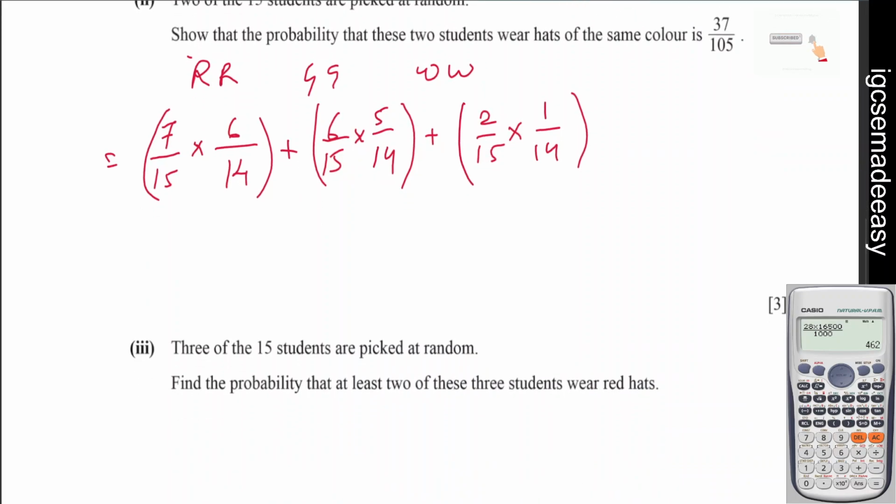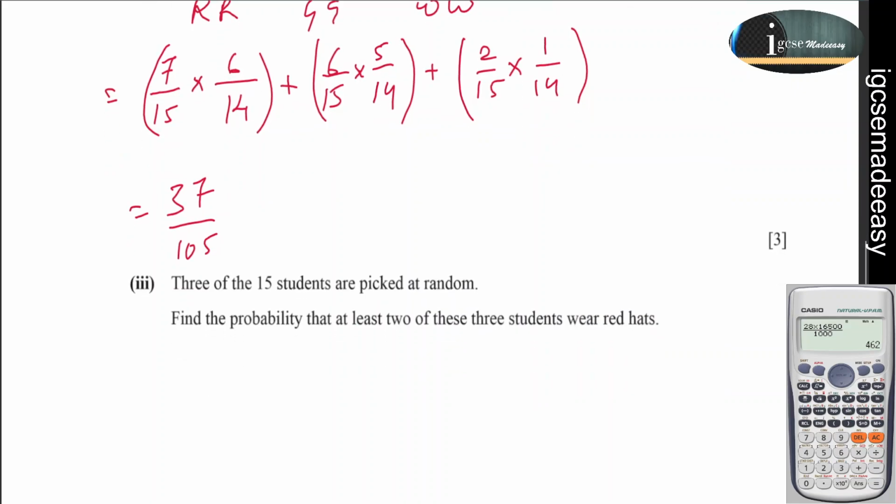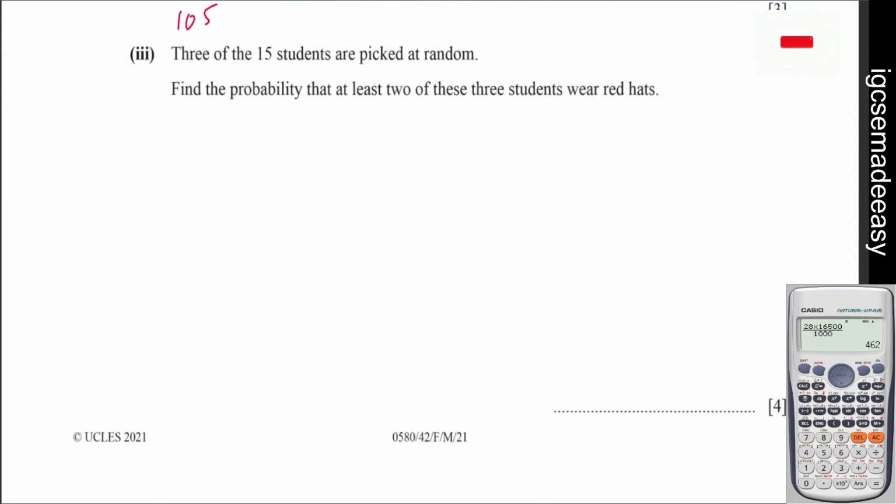So if we use a calculator to solve this, you will be able to identify the answer. Once you solve all these calculations, you will end up with the answer 37 by 105. So that will be the answer that we have to show. So let's move on to part 3.